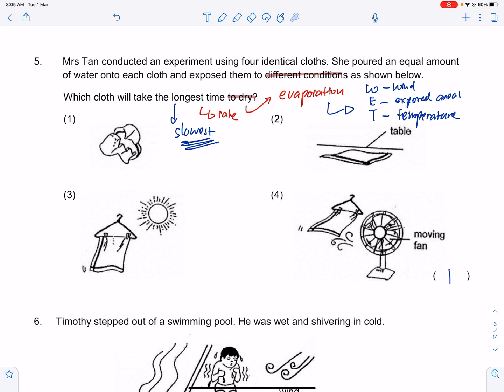Now, why is that so? In 2, we see that your cloth is spread out, so this increases exposed surface area, making it faster to evaporate.